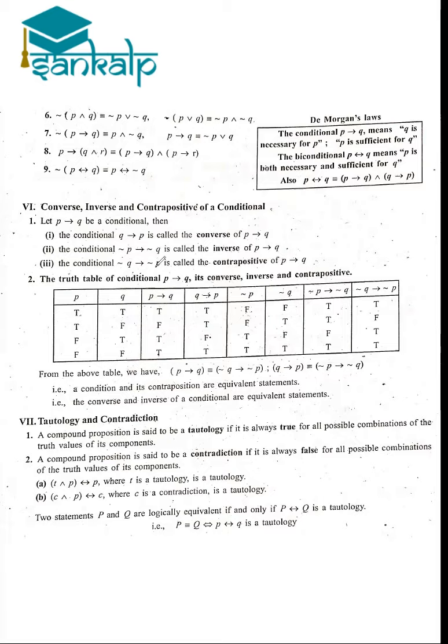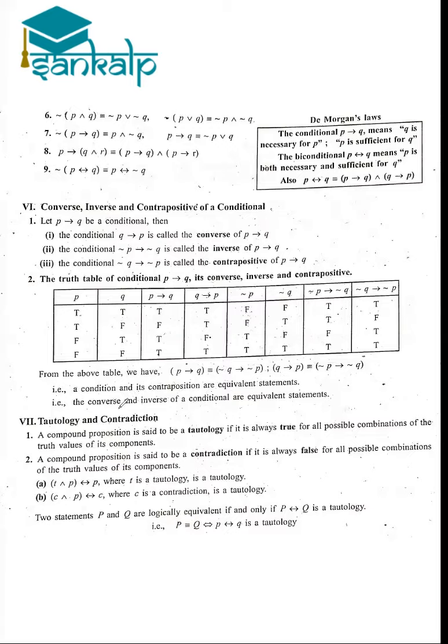The truth table of the conditional P implies Q, its converse, inverse, and contrapositive are given below. From the above table, we can see that P implies Q is equivalent to the contrapositive statement, and Q implies P is equivalent to the inverse of the conditional statement. A conditional and its contrapositive are equivalent. The converse and the inverse of a conditional are equivalent statements.